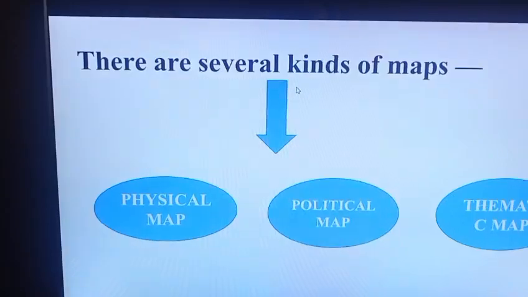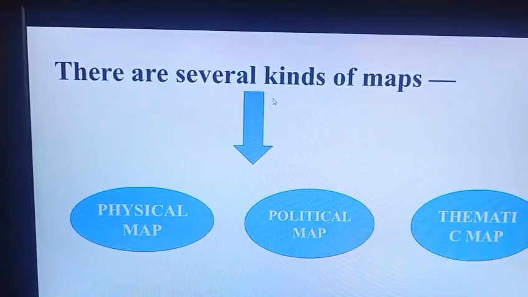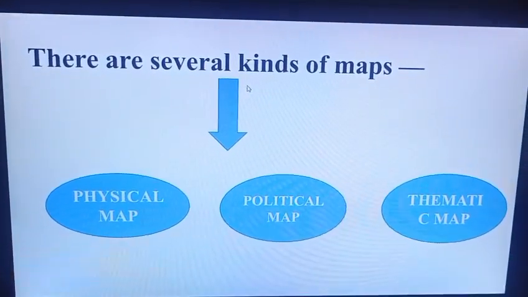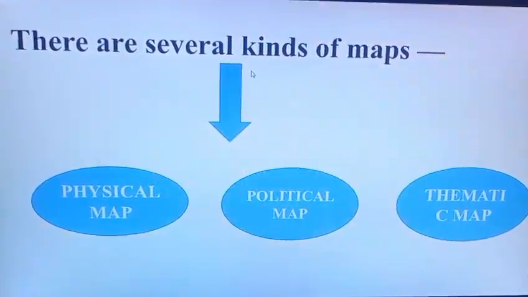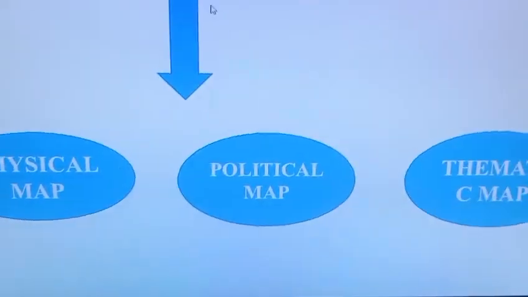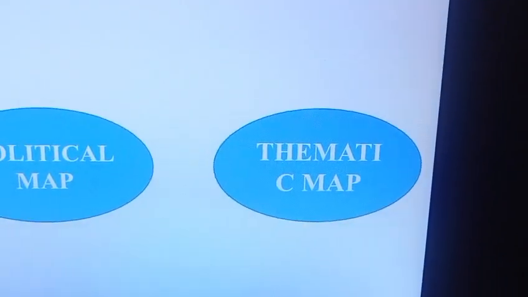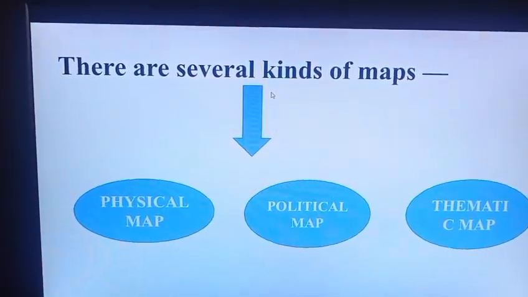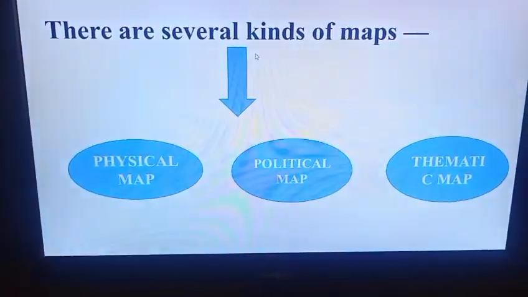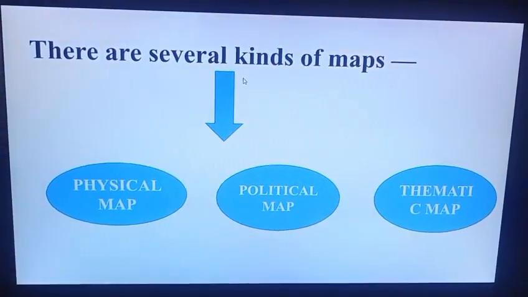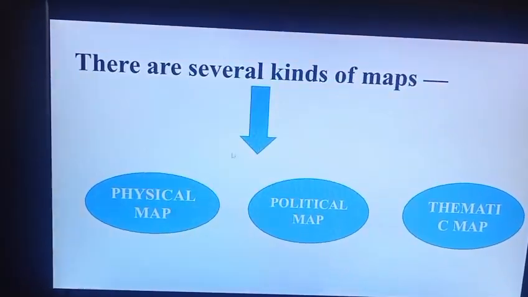Now we are going for the next part, which is the different or several kinds of maps. There are 3 different types of map. The first one is the physical map. We can see the first map, it's a physical map. Second is the political map, and the third is the thematic map. These 3 maps are what we use when we want to represent anything in our world. So our first topic is the physical map.